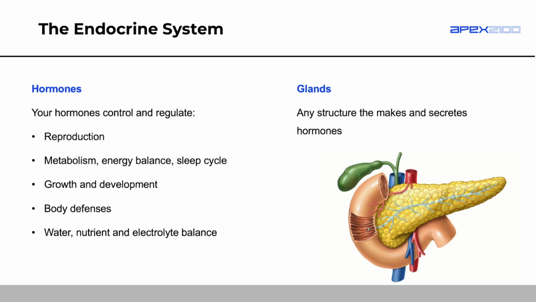So hormones control and regulate all sorts of body processes. They control reproduction, metabolism, energy balance, our sleep, our growth, our development, our body defenses, how much water we carry, our electrolyte balance, etc. And our glands are the structure that make and secrete these hormones. So what we're going to look at now is a whole heap of different endocrine glands and the hormones that they produce and their function.